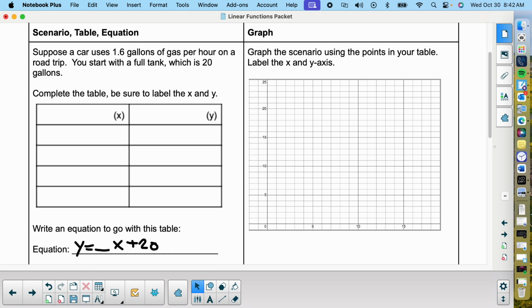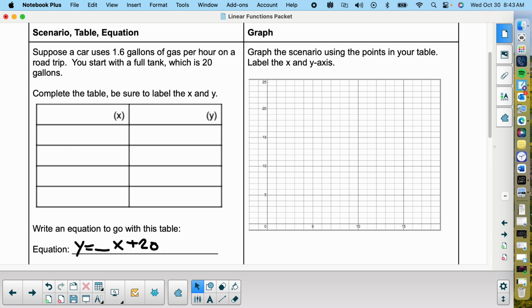Okay, so the number that's by itself is going to be the starting value, the y-intercept. The slope is how much it changes. So the next question is going to be, how much gas do we use per hour? How much gas is it going to change? How much does gas change per hour?